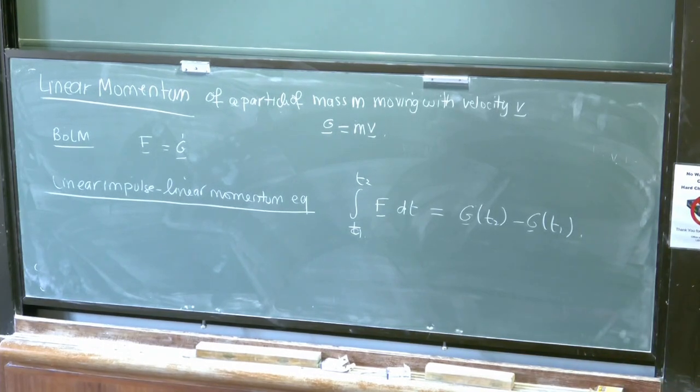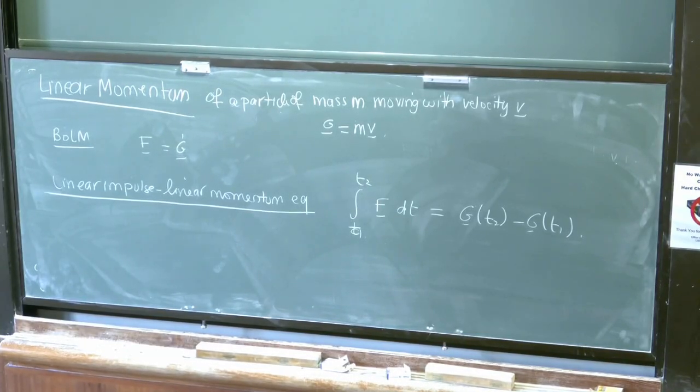So the work energy theorem is derivable from the balance of linear momentum, right? And the linear impulse linear momentum equation is also derivable from the balance of linear momentum. But what's the difference between the two? One is based on time, one is based on position. And one of them is a vector equation, this one, whereas the work energy theorem is a scalar equation.